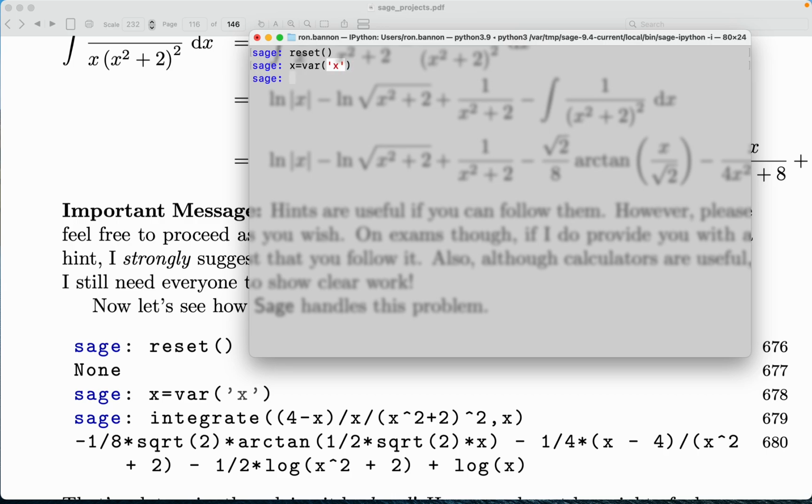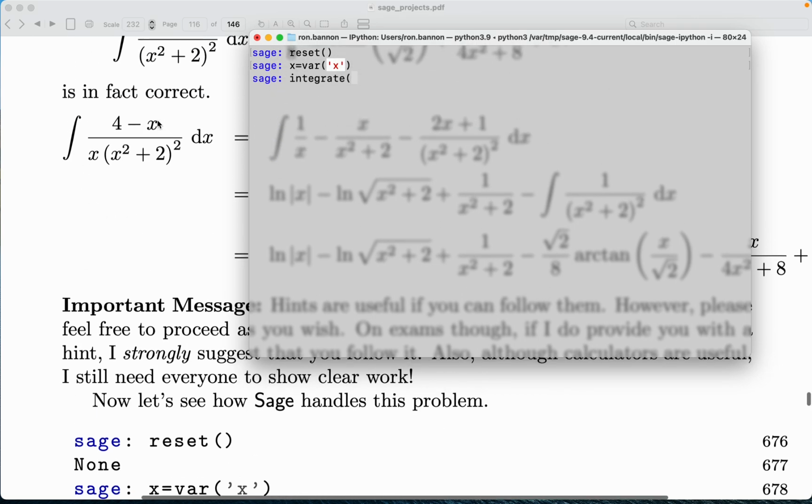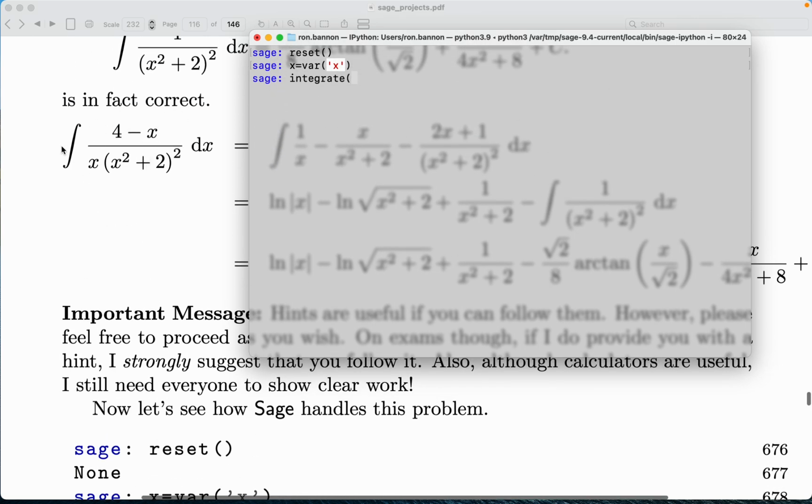And what I want to do is integrate. And what am I going to integrate? Well, I'm integrating the original problem. Let me go over that. I'm looking at it over here. This is the original problem. And what is that? 4 minus x divided by x times the quantity x squared plus 2, that whole quantity squared, by the way. And I want to integrate with respect to x.